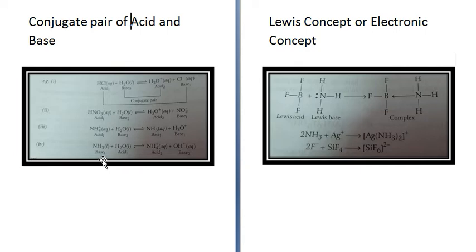Another example, NH3 + H2O gives you NH4+ and OH-. So NH3 is the base, NH4+ is the acid. H2O is the acid in this case and its conjugate base is OH-.